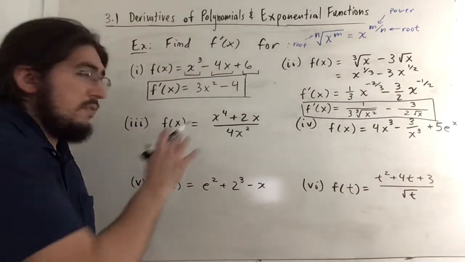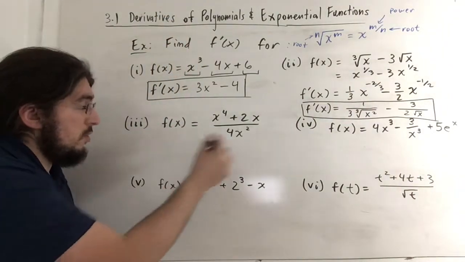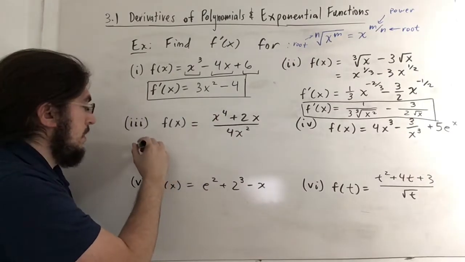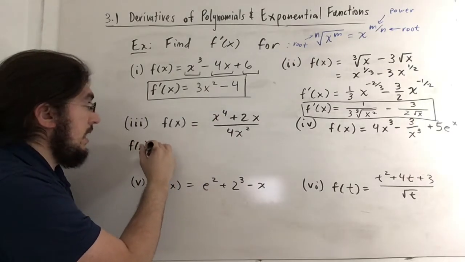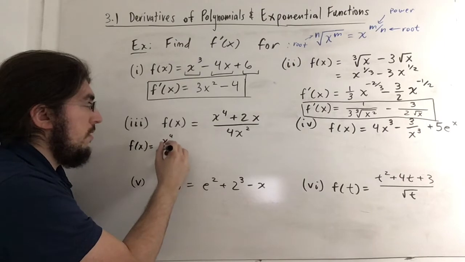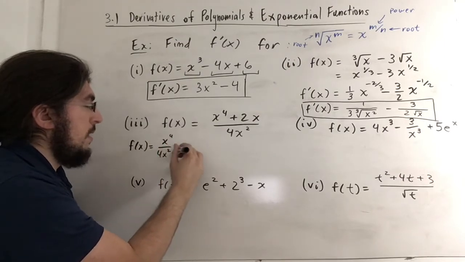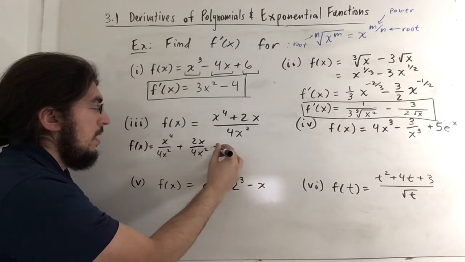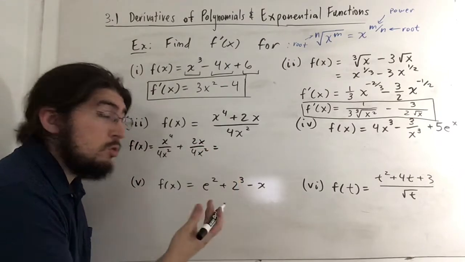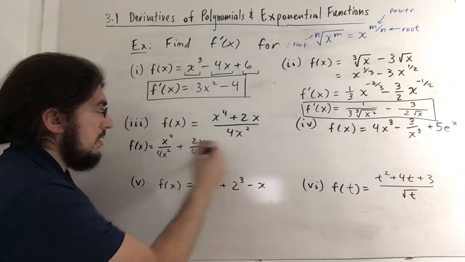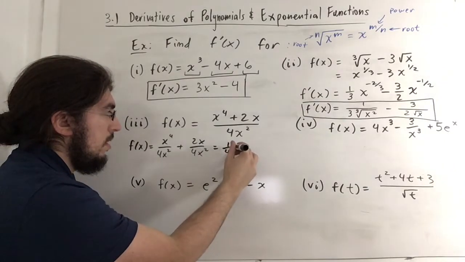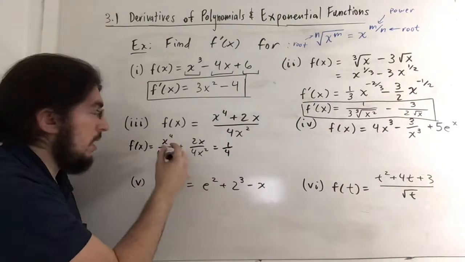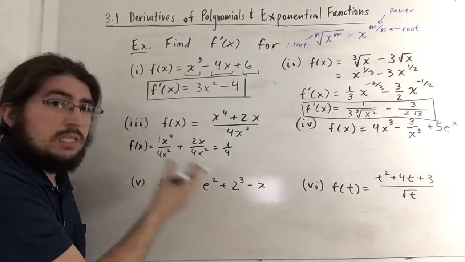Okay, for this one, there's also some setup you have to do. You have to split this up. So f of x is x to the 4th over 4x squared plus 2x over 4x squared. After splitting it up, you can reduce each one of them. So this is actually 1/4. So I'm pulling the constant off to the side. 1 over 4 is the constant.